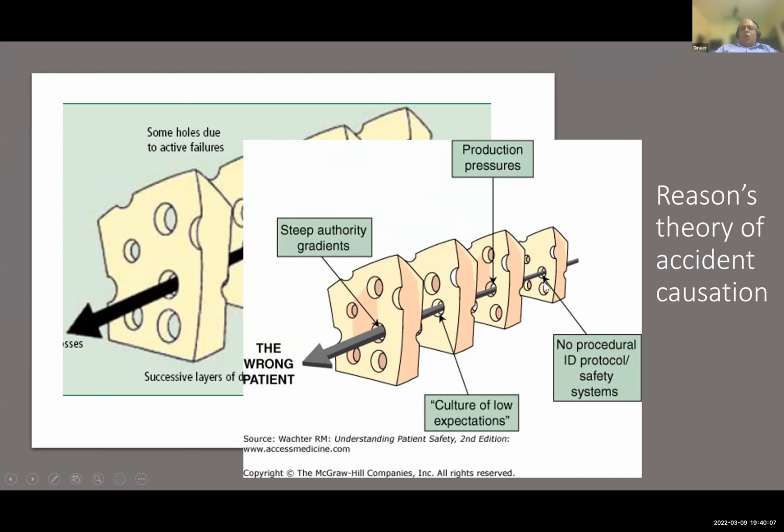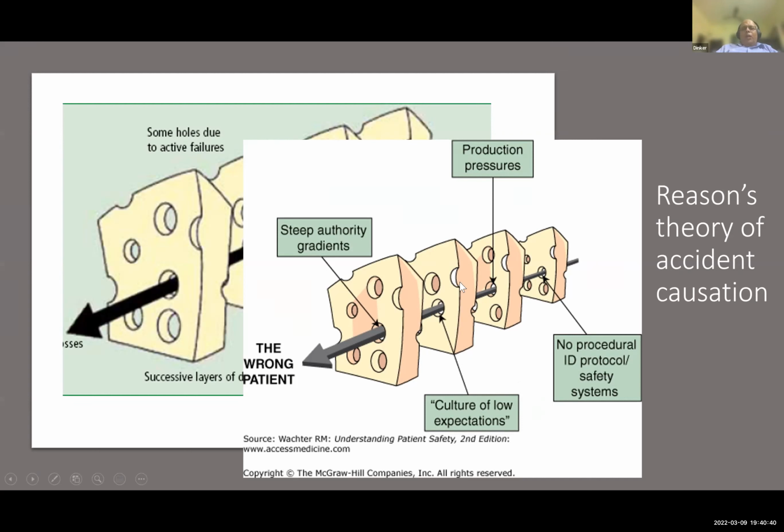It can be that there's no protocol, that may be one Swiss cheese layer. There may be pressures to perform, a time factor. I know how surgeons keep on pushing anesthetists to give anesthesia quickly. That can be another form of latent error. And then, I think this is specifically true in India, a culture of low expectations. For a long time, we've been used to getting away with making errors, which would probably not be tolerated in societies where these errors are critically looked at. And I think all of us have to be honest enough to admit it.